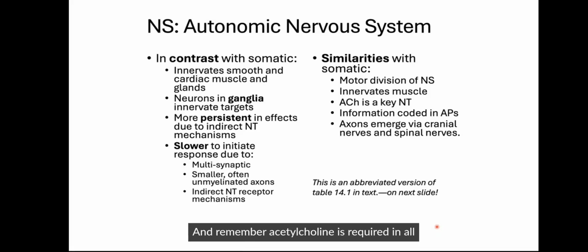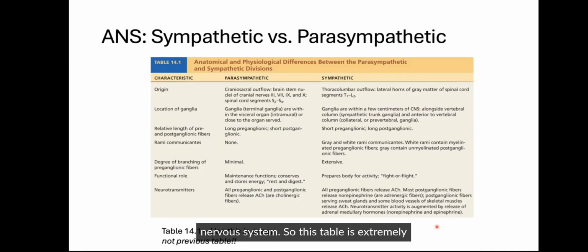And remember, acetylcholine is required in all autonomic ganglia, right? Whether you are activating the sympathetic nervous system or the parasympathetic nervous system, acetylcholine is what does that. Okay, and the axons emerge via cranial and spinal nerves, just like the somatic nervous system. So this table is extremely important. These are mainly anatomical differences, and I'm going to go through these in detail, okay?